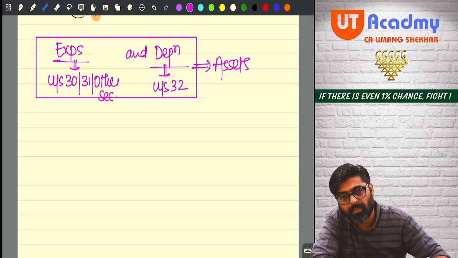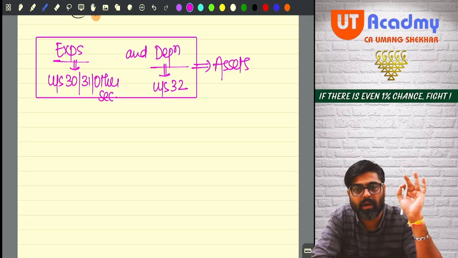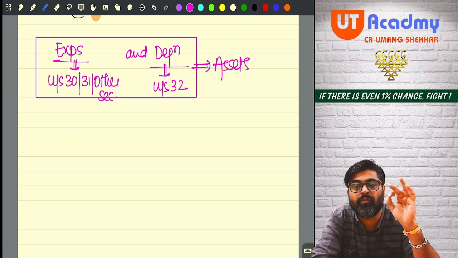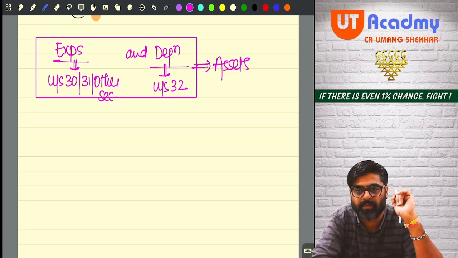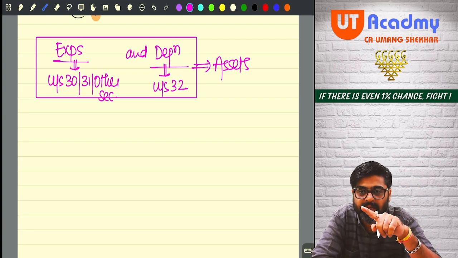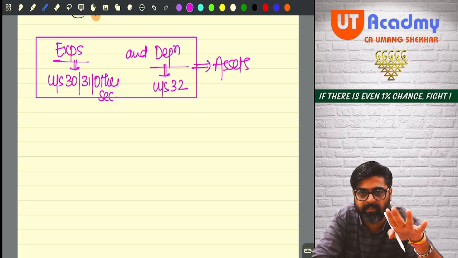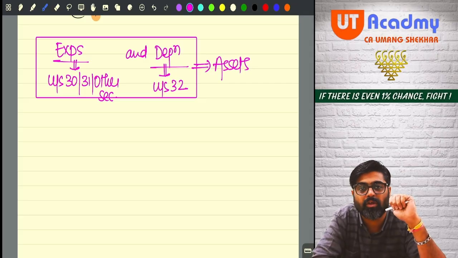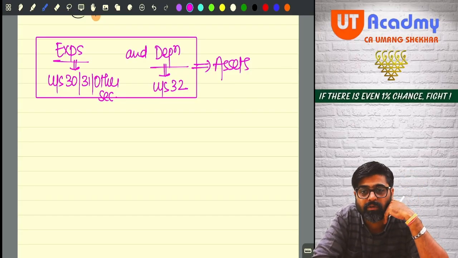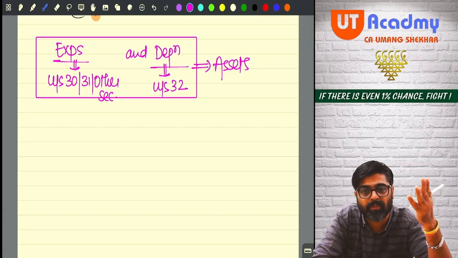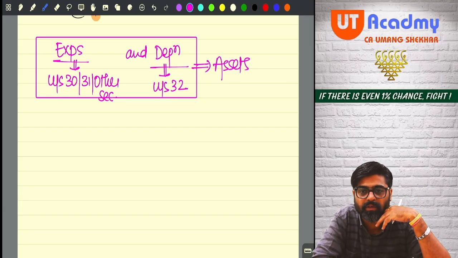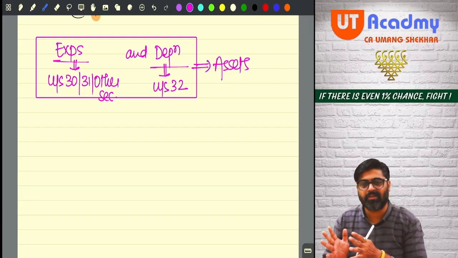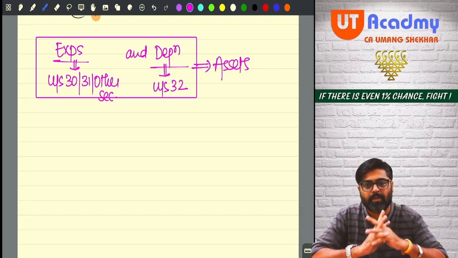So remember one thing, if the asset is used only for business or profession and no other purpose, then the entire expense or entire amount of depreciation can be claimed as a deduction. Full amount. Yes or no? But what if the asset is used for any other purpose other than business also, other than profession also? Can the asset be used for personal purpose also? Yes. So I am using that asset in my business also, and I am using that asset for my personal purpose also.